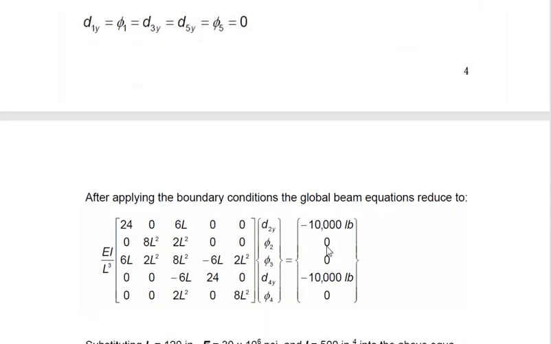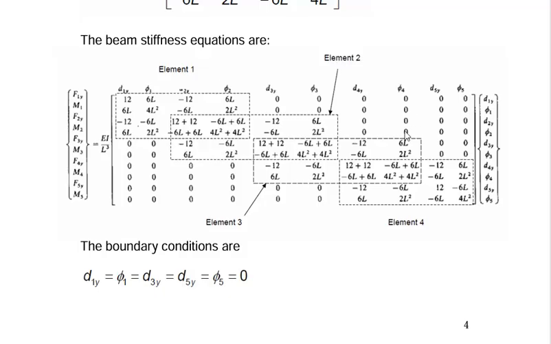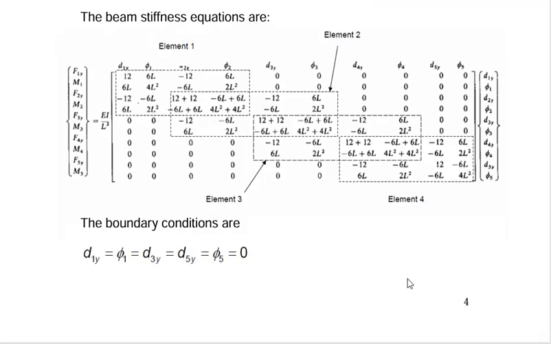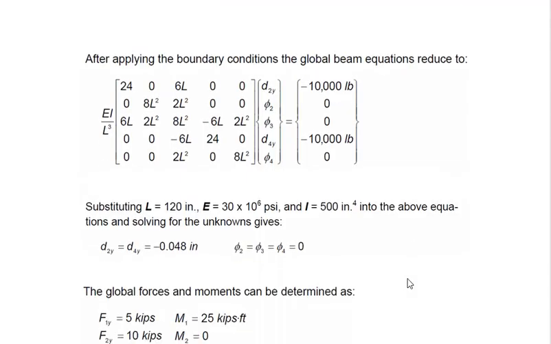And once we do that, how many rows and columns have been cancelled? 1, 2, 3, 4, 5. So originally the matrix was 10 by 10, and we cancelled out 5 rows and 5 columns, and that gives us a 5 by 5 matrix. This is the displacement vector, and this is the force vector. We have two forces acting at node number 2 and node number 4 in the downward direction, having a magnitude of 10,000 pounds. Now we bring it on the other side, we take the inverse, and we calculate d2y, phi 2, phi 3, d4y, and phi 4.